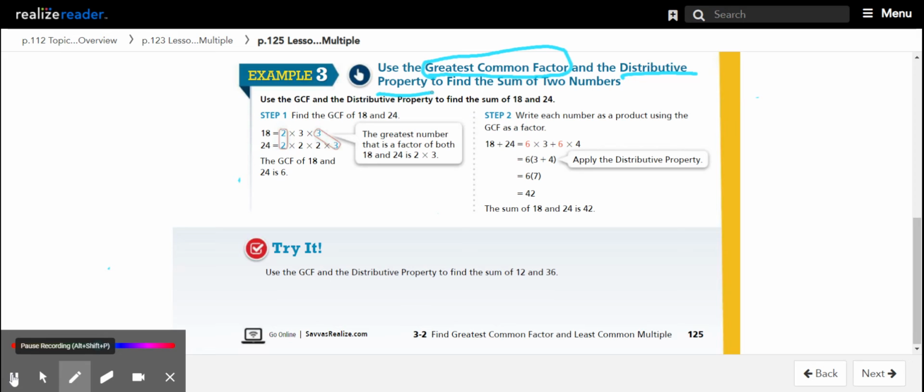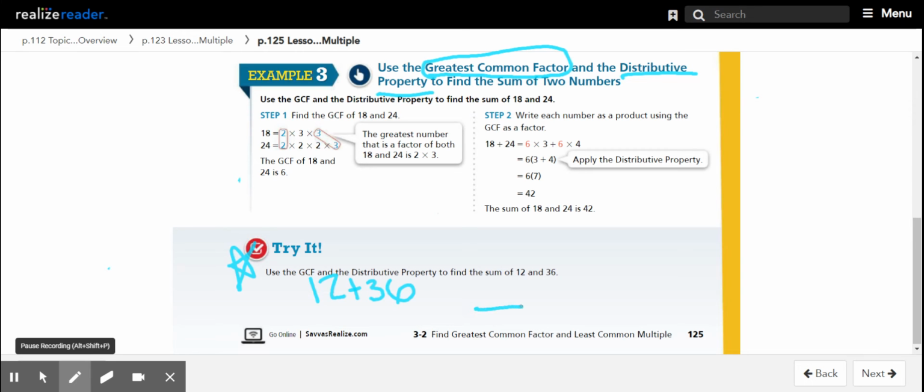Okay, let's take a look at the triad. The triad asks us to use the GCF and the distributive property to find the sum of 12 and 36. So we know that when we factor out the greatest common factor, it's going to go here. We're going to have it distributed. And so we're looking for what numbers fit into this expression. So the first thing I want to do is find the GCF of 12 and 36.